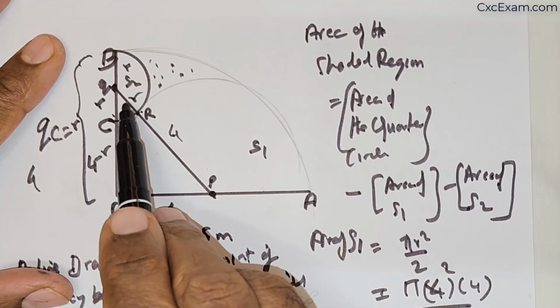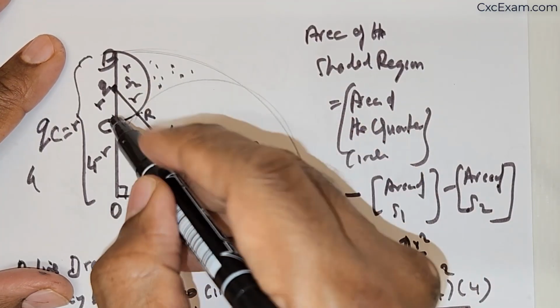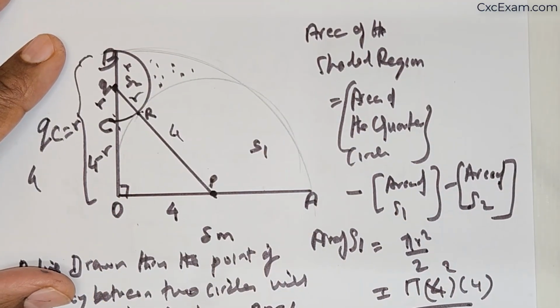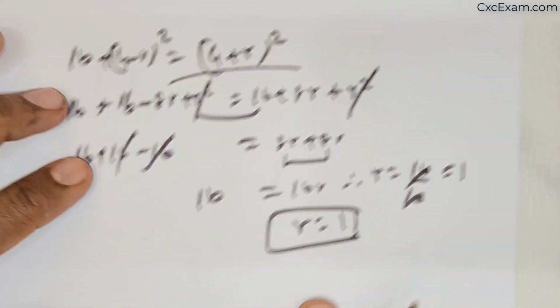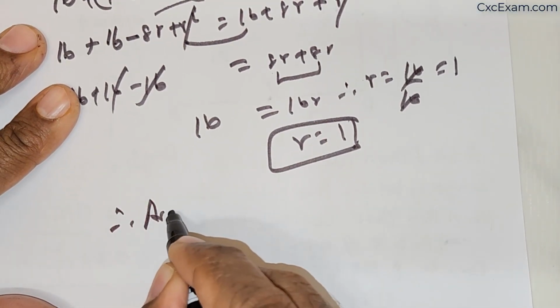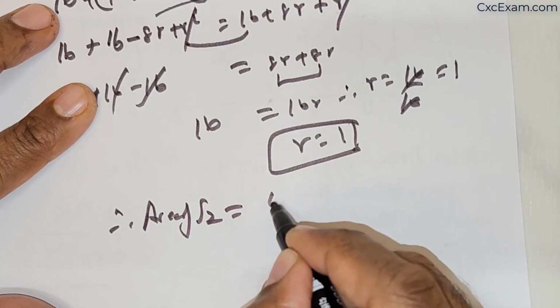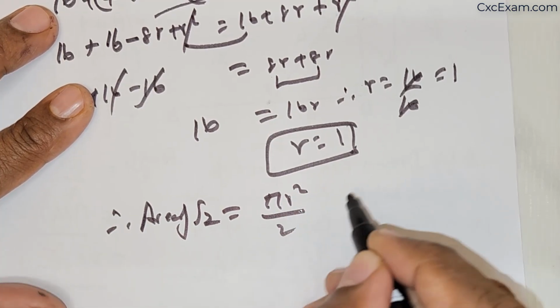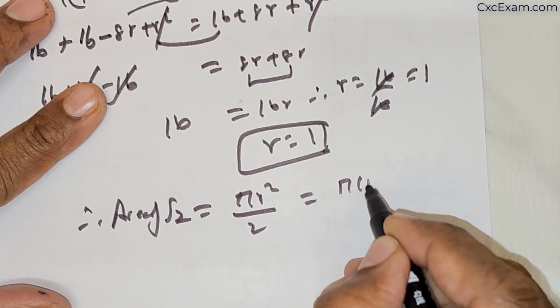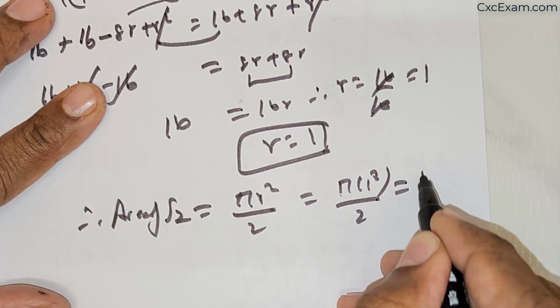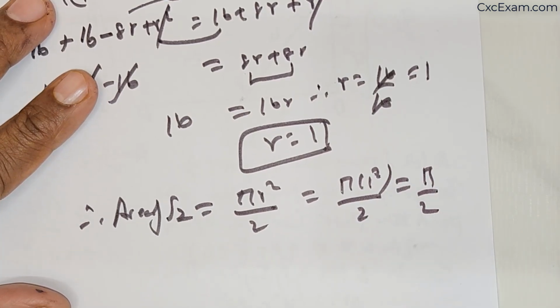So if r is equal to 1 unit, what is the area of this semicircle? Area of S2 is pi r squared over 2, which is nothing but pi into 1 squared over 2, which is nothing but pi over 2.